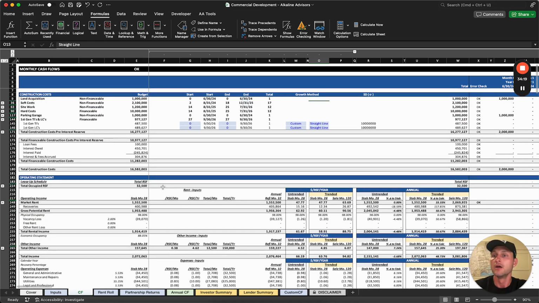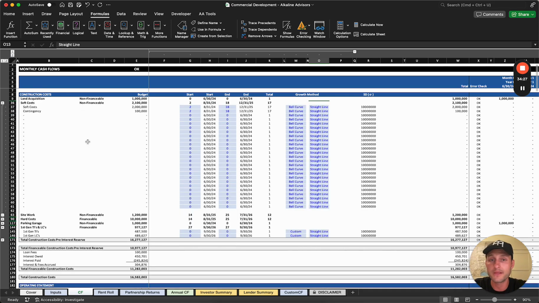Okay, so now the only inputs on this tab are in this construction cost section. So if you open this up, you can see that we have the costs outlined here, and you can choose the start month and the end month of the cost, and then how it's allocated. Is it straight lined or is it customed?